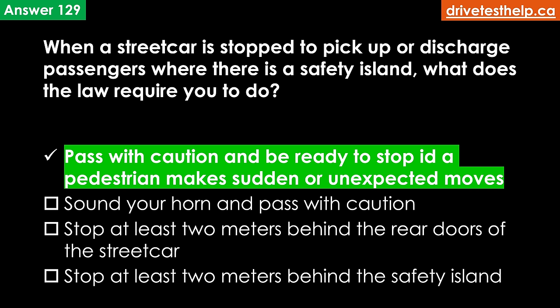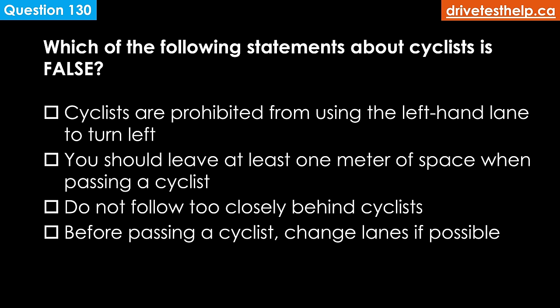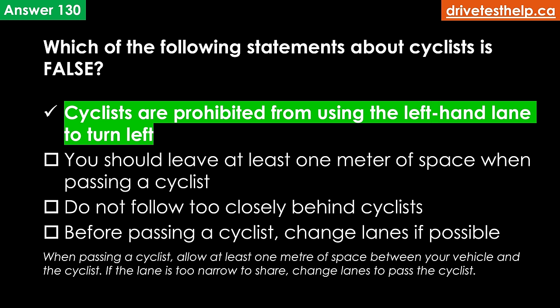Which of the following statements about cyclists is false? Cyclists are prohibited from using the left-hand lane to turn left. You should leave at least 1 meter of space when passing a cyclist. Do not follow too closely behind cyclists. Before passing a cyclist, change lanes if possible. The correct answer, cyclists are prohibited from using the left-hand lane to turn left.